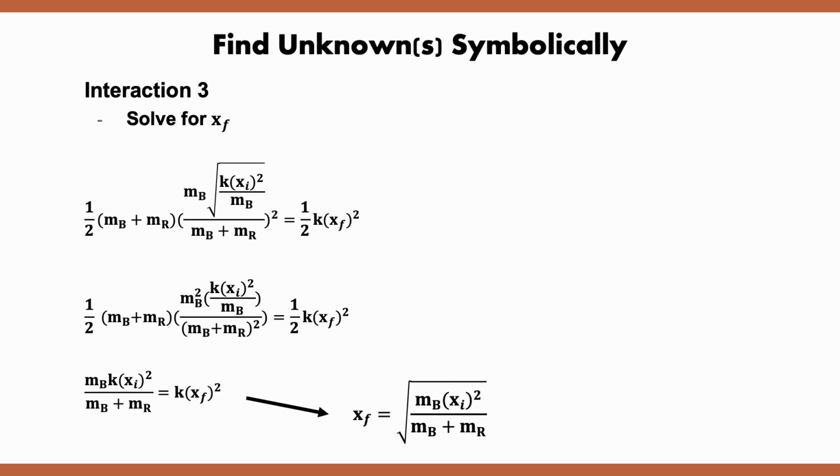From the previous slide, the final equation from the third interaction can be solved for xf. After simplifying the equation and canceling out terms, we get that xf equals the square root of mb times xi squared, all divided by mb plus mr. We now have xf in terms of the originally given variables in the problem.